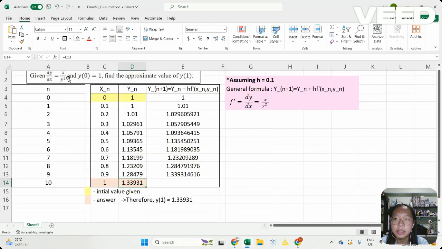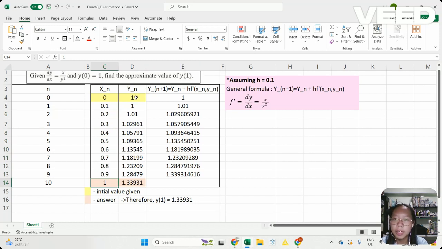So over here, the question also gives that f(x, y) equals dy/dx, which equals x over y squared. So my initial values are given that x equals 0 and y equals 1 over here. So how I find the x value is that I use the initial value plus the step size 0.1. So the initial value plus step size 0.1 is 0.1, and from this value now plus 0.1, it'll be 0.2, and so on until I reach x equals 1, which is what I'm finding.